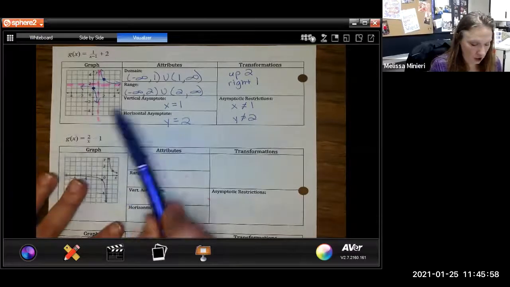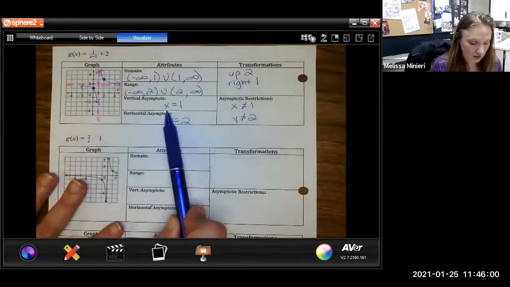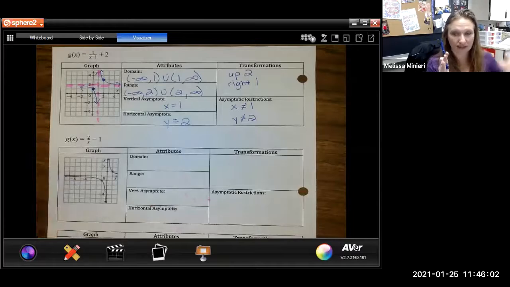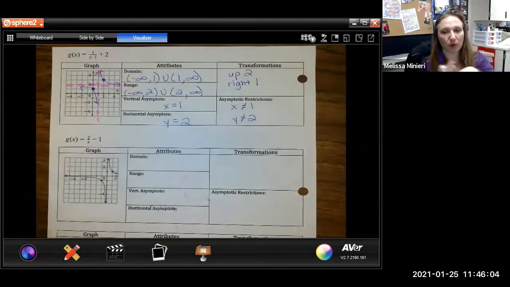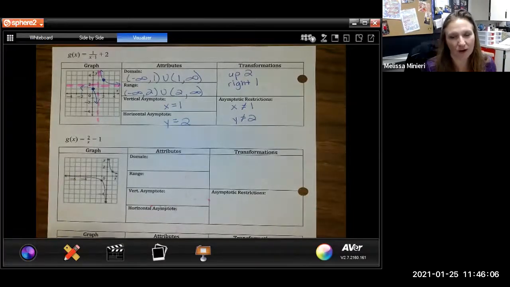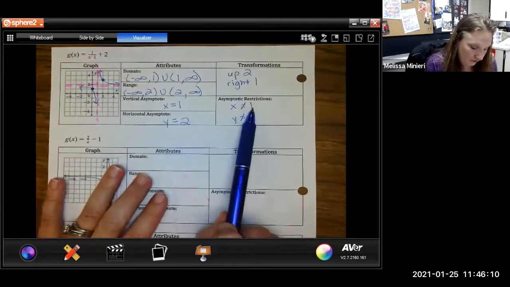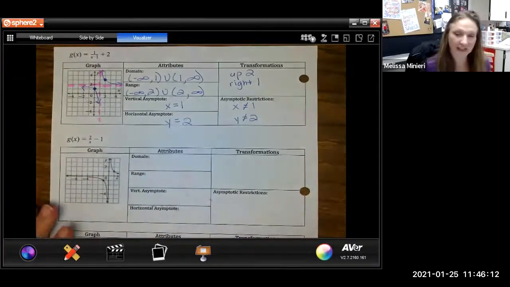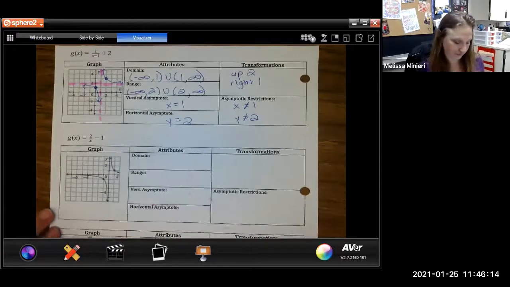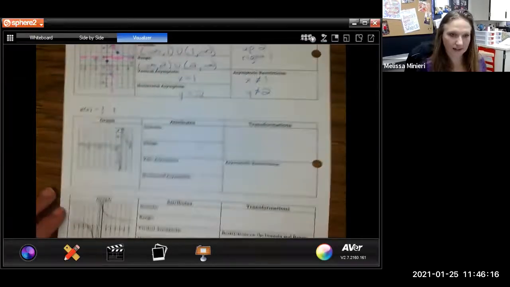Yes, and we know that if there's an asymptote there, the graph is not on that number. It's a guideline. It approaches that number, but it will never equal that number, whatever number the asymptote is at. So it will never equal 2 and it'll never equal 1 for the x. It's just getting very, very close to it. Okay. All right, let's try another one.